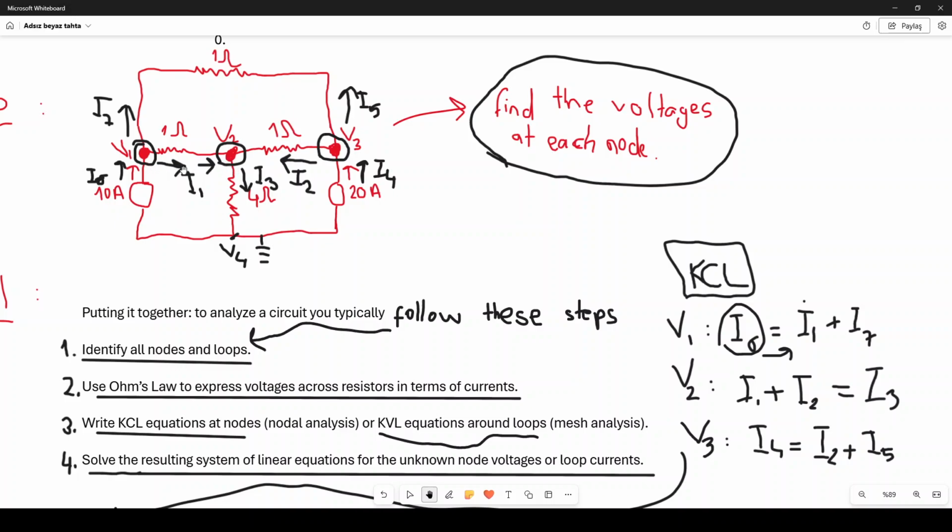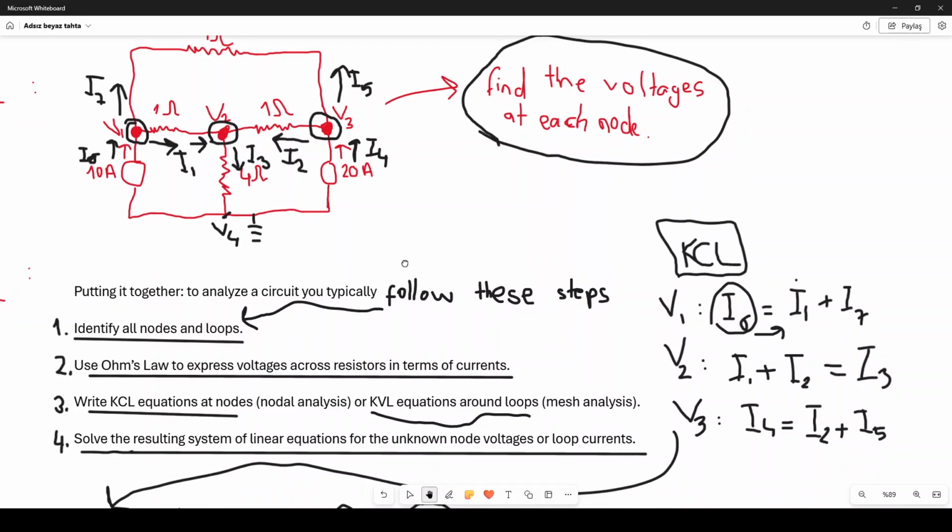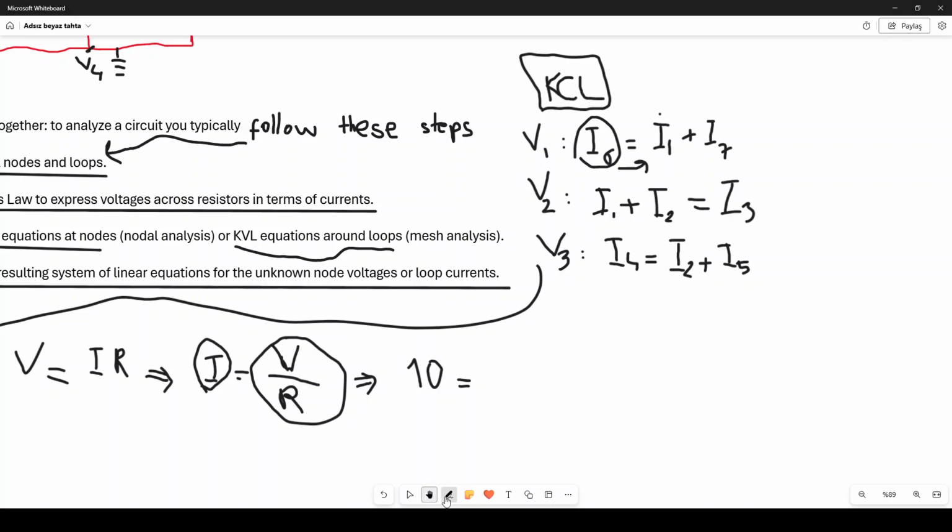I need the voltage value, and the voltage is the difference across this resistor, which has a resistance of 1 ohm. I start with node V1 and end with node V2, so the difference is V1 minus V2. I just follow the direction of the current. So I1 flows from V1 to V2. Using Ohm's law, I1 is V1 minus V2 over the resistance, and the resistance is 1 ohm, so I just put its value.